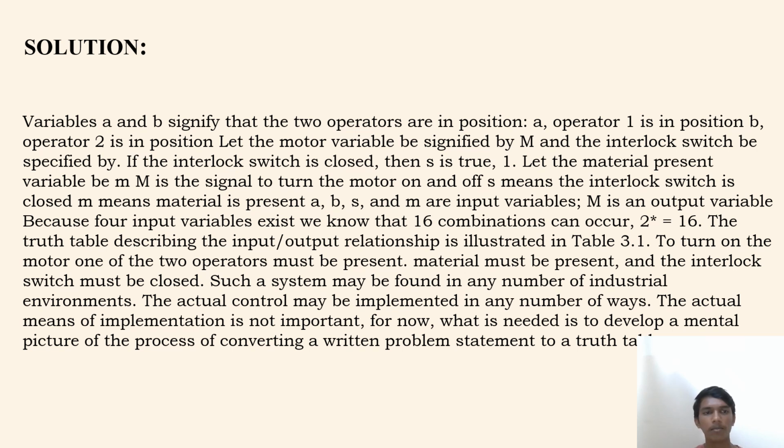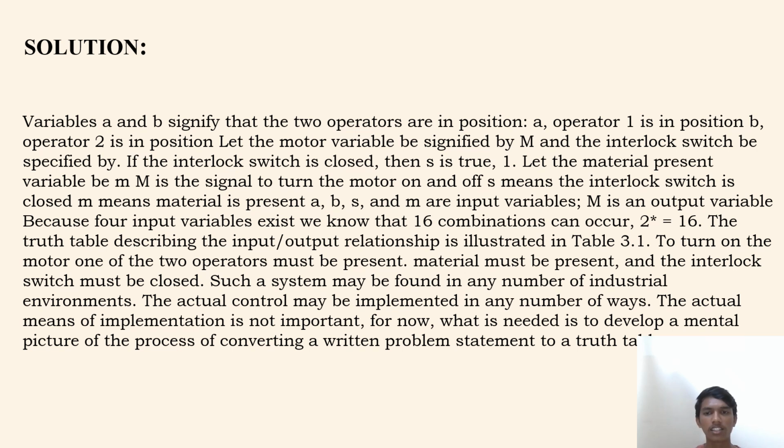First, let the material present variable be M. Capital M is the signal to turn the motor on and off. S means the interlock switch is closed. M means material is present. A, B, S and M are input variables. Capital M is an output variable.